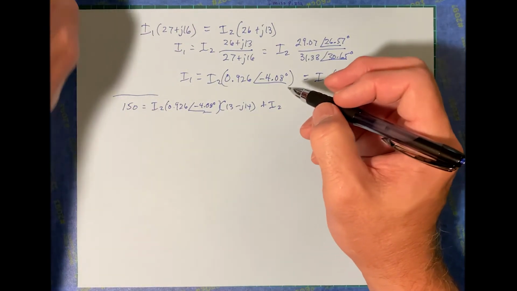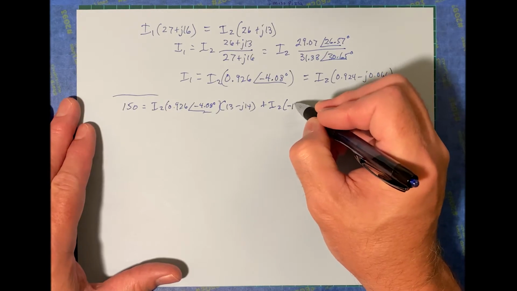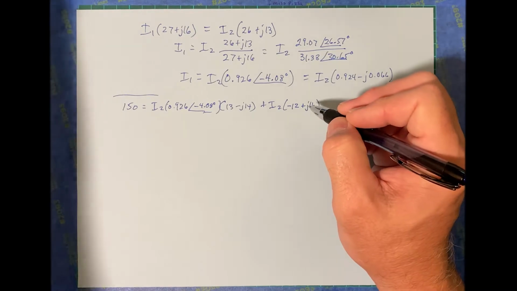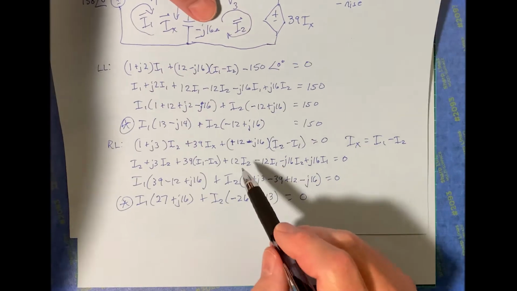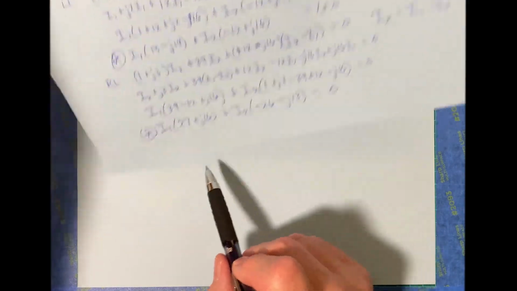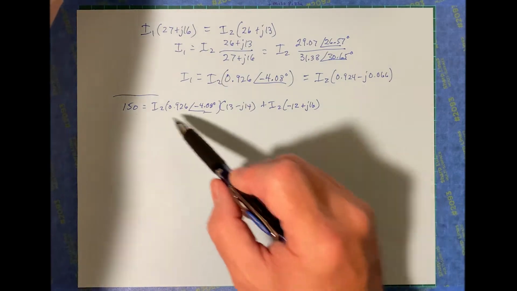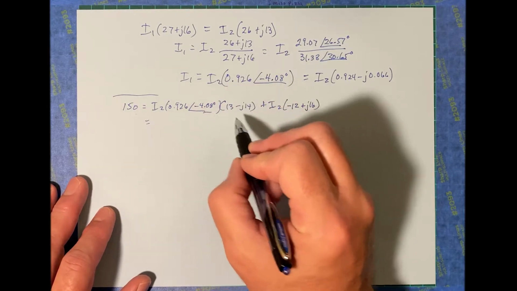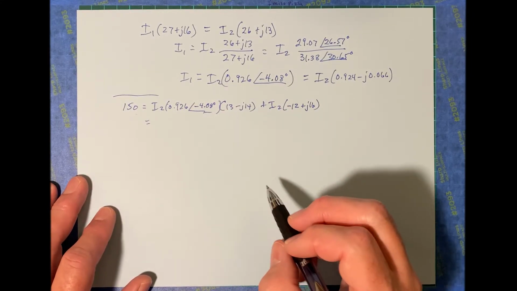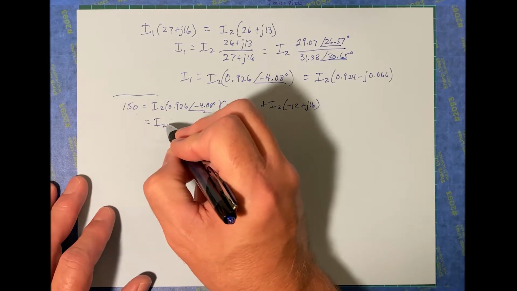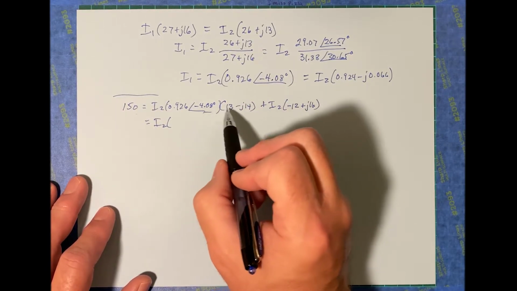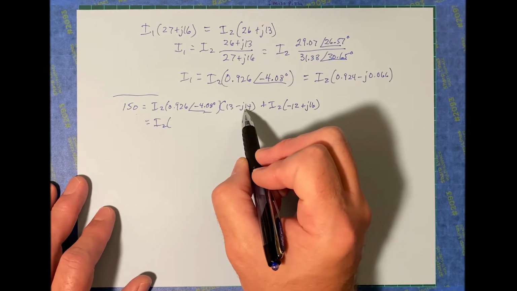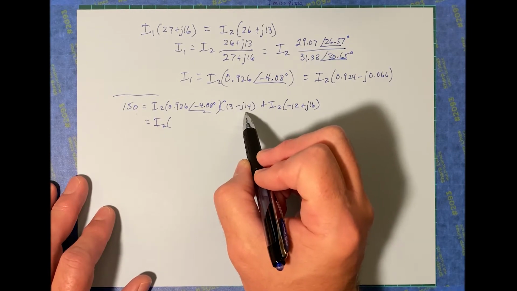I2 times negative 12 plus J16, and that's equal to 150. I just put 150 on the left here. Okay, let's go ahead and multiply through, see if we can get this I2. Now, in order to do this multiplication here, I've got to convert the 13 minus J14 into polar.